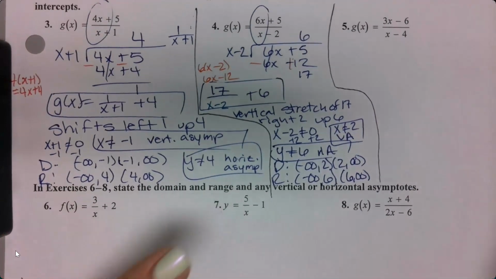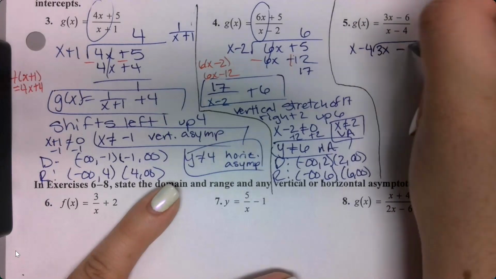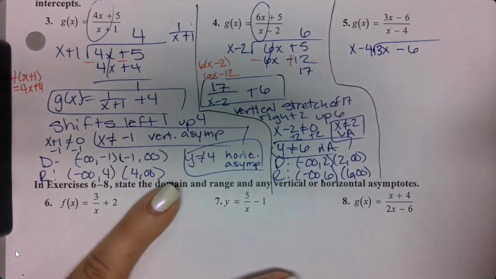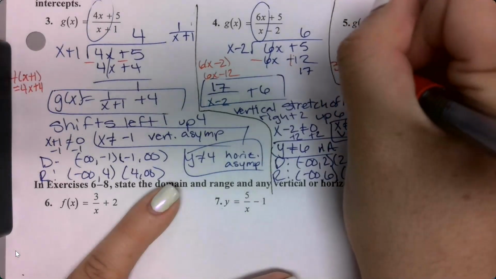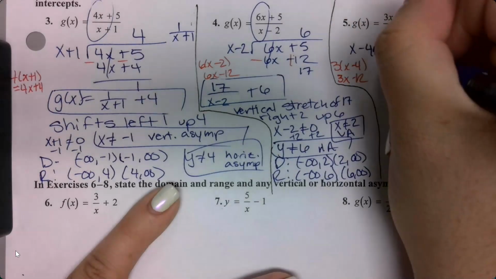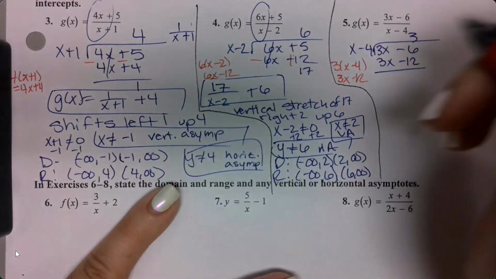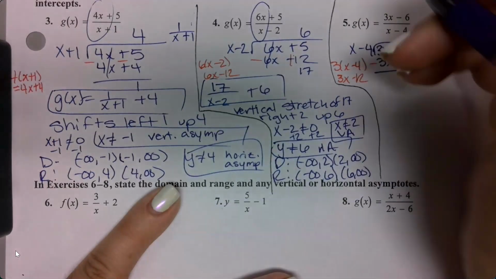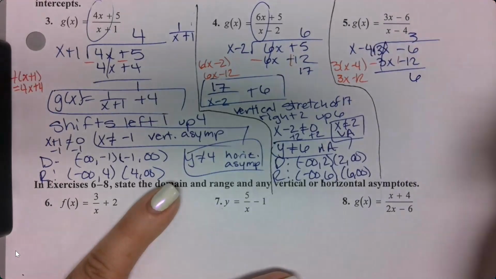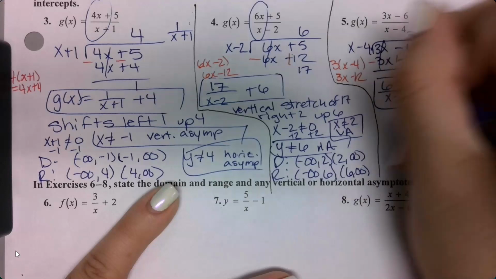Finally, same thing for number 5. I'm going to do x minus 4 dividing 3x minus 6. So this one I need to multiply it by 3, which gets me 3x minus 12. Change my signs. 3x's cancel out, and I'm left with 6. So 6 over x minus 4 plus 3.